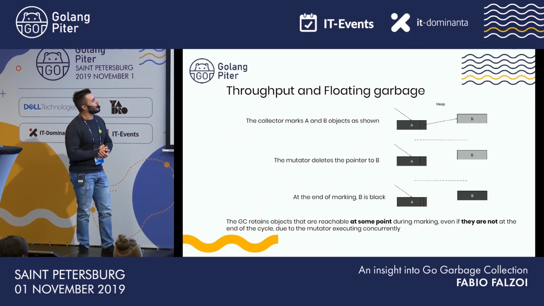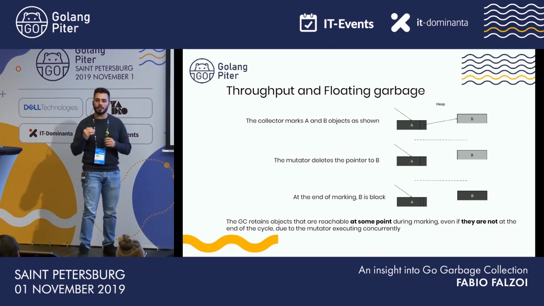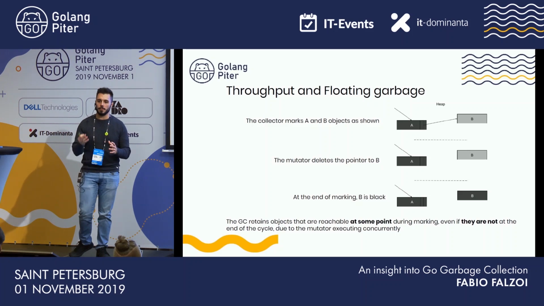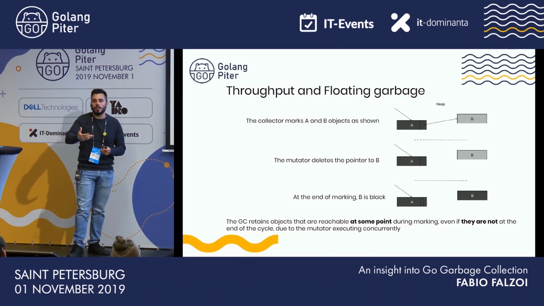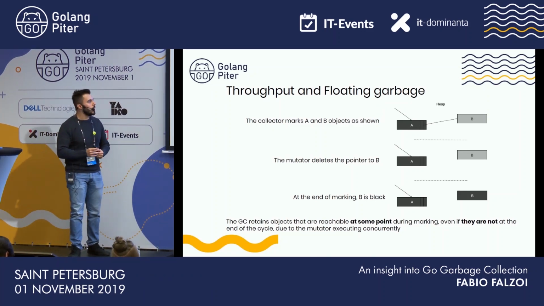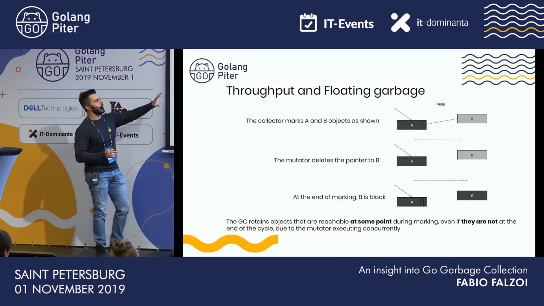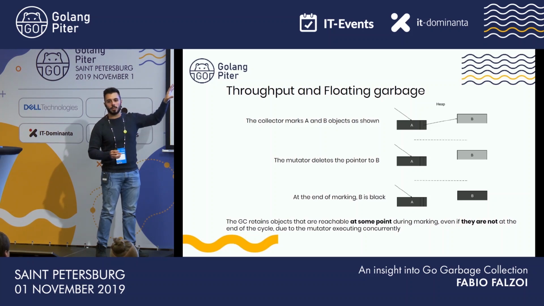Okay, and apart from that, regarding throughput, there is another thing to say. We already said that there is the write barrier and the mark assist mechanism that are inflicting an overhead on the throughput of our application, but also there is the problem of floating garbage. Now, suppose that at a certain point you end up with those two objects in the heap.